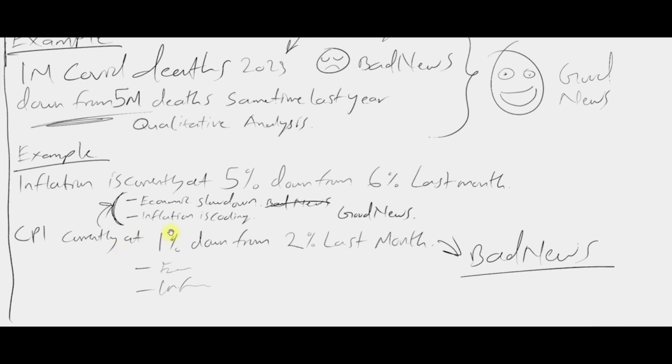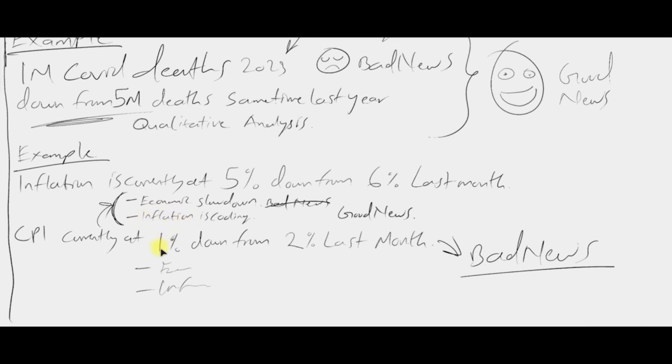Inflation is widely considered harmful by the average citizen, people who have little to no knowledge about economics. They might think inflation is bad, but actually inflation is good. It's a measure of economic growth. So when inflation is 1% down from 2%, this means the economy is slowing down and inflation is cooling.